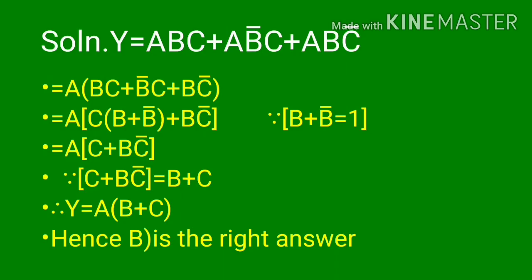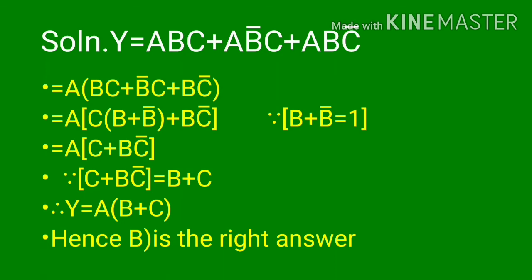The given data: Y equal to ABC plus A B bar C plus AB C bar. Therefore, A is taken as common. A within bracket BC plus B bar C plus BC bar. The next term, within the bracket, C is taken as common: C into B plus B bar, plus BC bar. Therefore, B plus B bar is equal to 1. Therefore, the equation will become A into C plus B C bar.